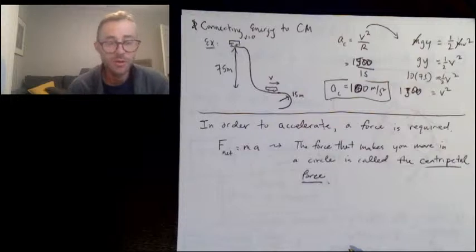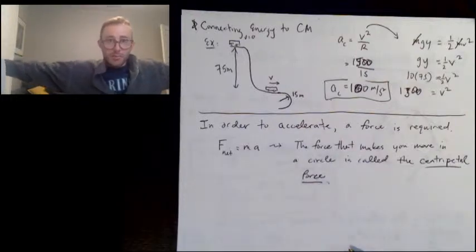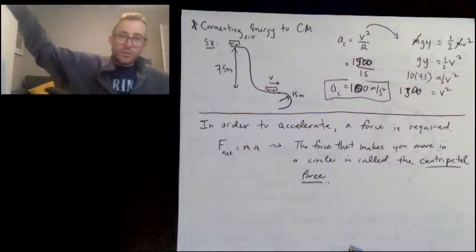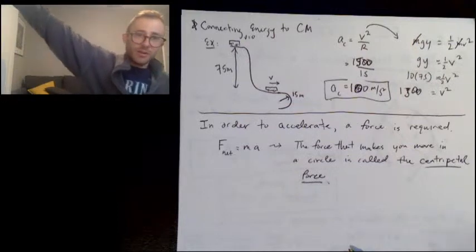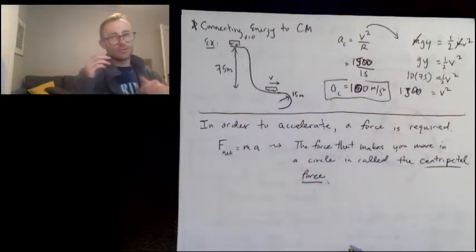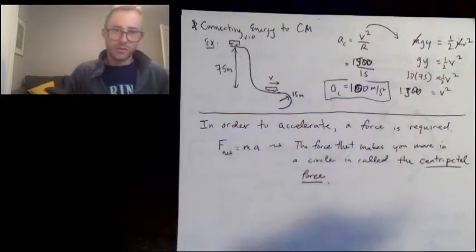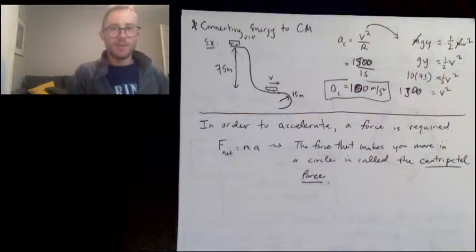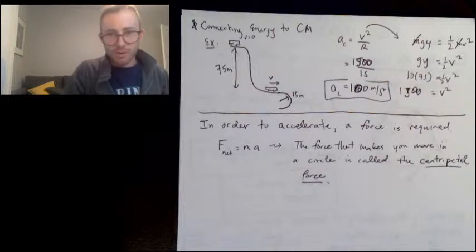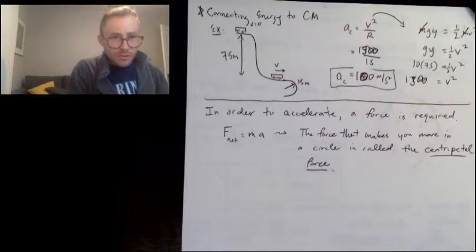As another example, if you're in an airplane and the airplane turns, it's the lift force on the wings of the airplane that allows you to move in a circle. So there's always a force playing the role of the centripetal force that makes you go in a circle, okay? And it's up to you to identify what is that force, okay? So let's do an example.